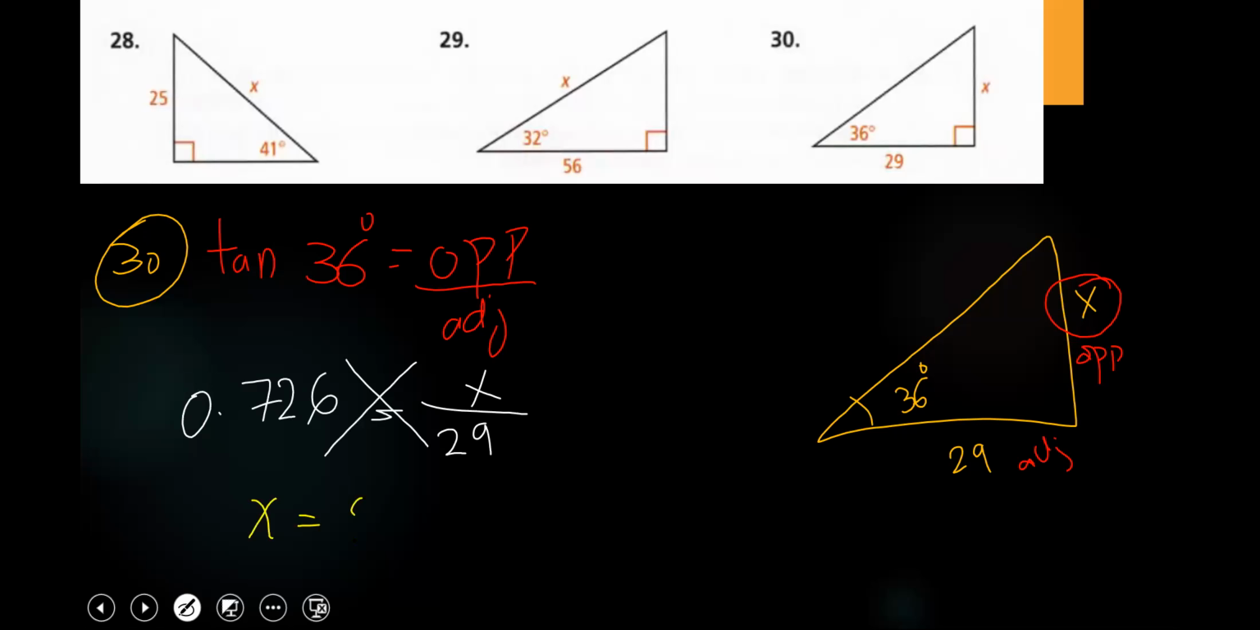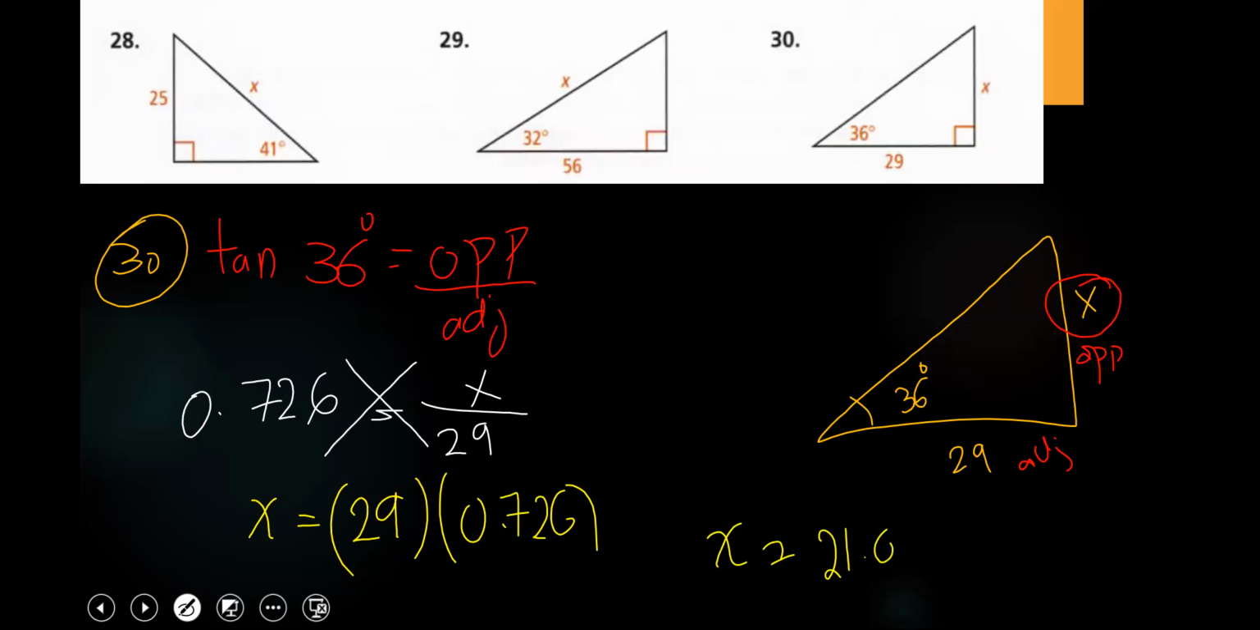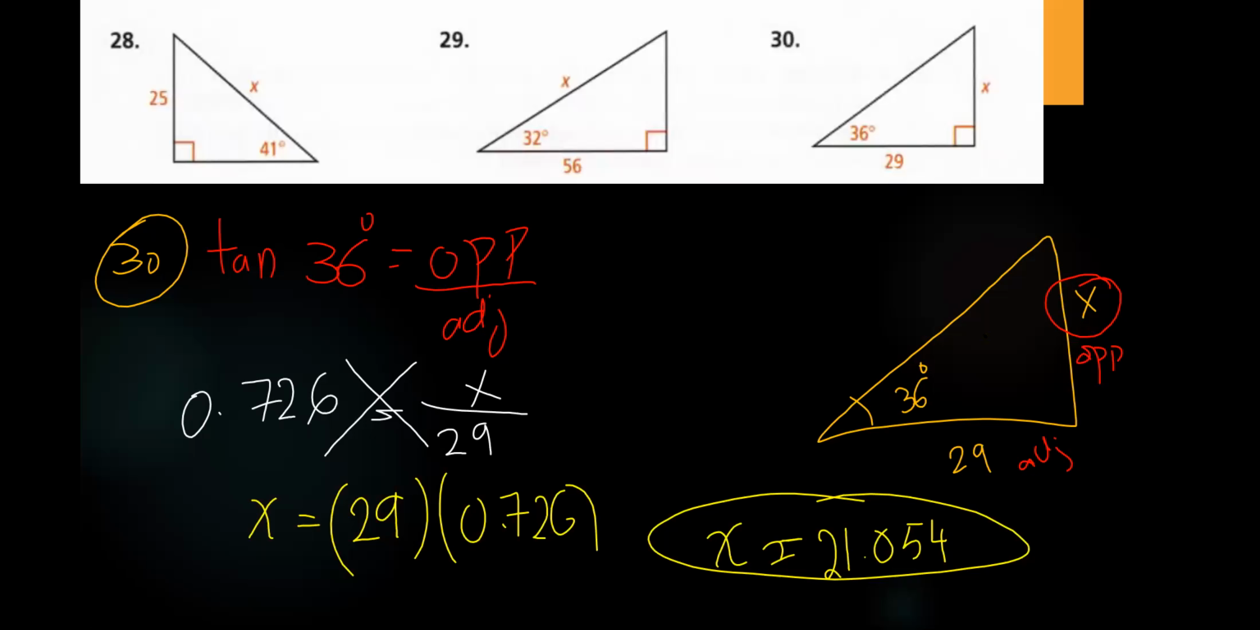x will be 29 times 0.726, equals 21.054, which means 21. I got the same answer. All of you get the same answer now? Yes. Is there anyone who has a problem? No, not teacher.